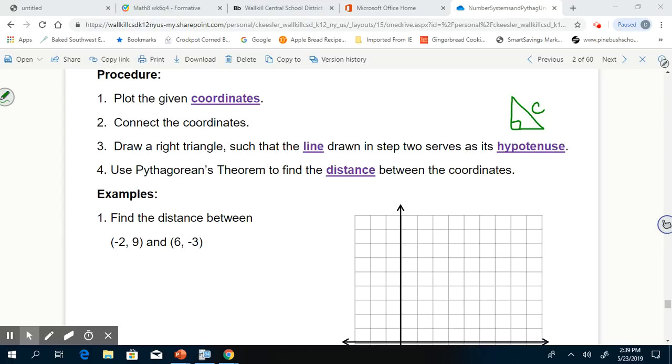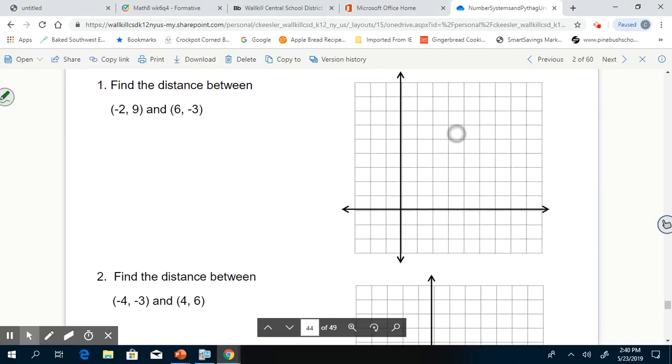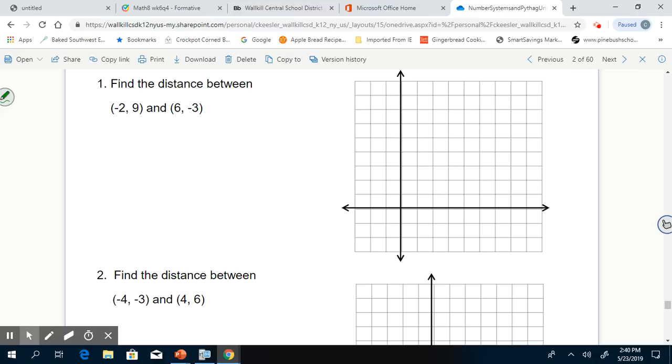All right, so I'm going to do some examples with you, 4 of them to be exact, and you're going to try the other 4 on your own. So for number 1, we start by plotting those 2 points, negative 2, 9. We go left 2 and up 9, and that 9 is all the way at the top. And then 6, negative 3, we go right 6 and down 3 all the way to the bottom. Then take a straight edge or a ruler and neatly connect those 2 points.